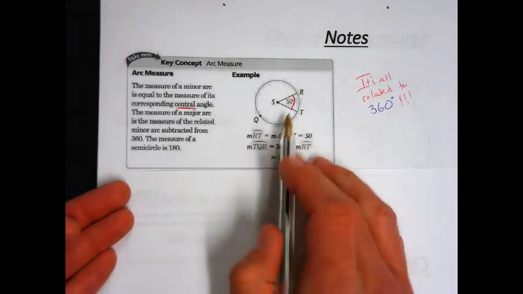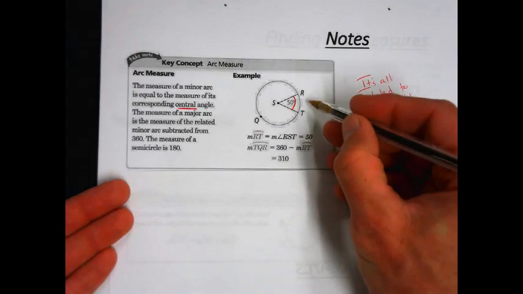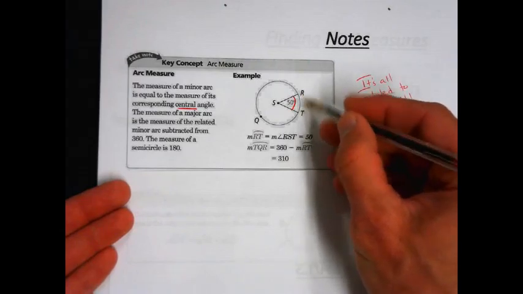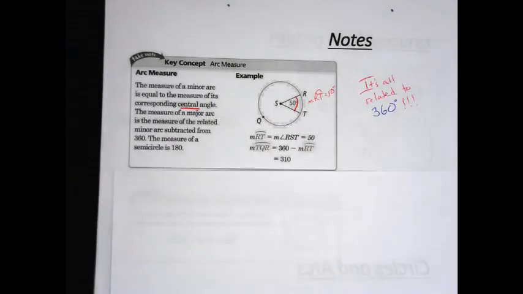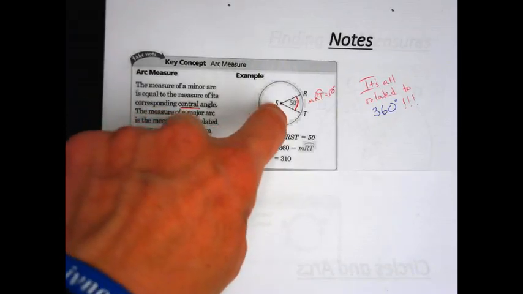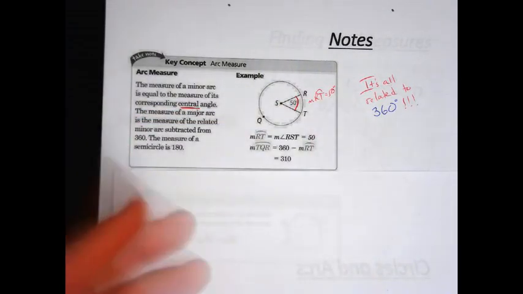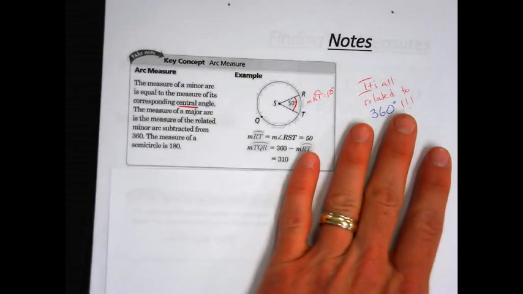If the two radii make a central angle of 50 degrees, then the measure of this arc is 50 degrees. So the measure of arc RT is 50 degrees. Arc measure is really based off of central angle measure. It's not that big of a challenge, but it can be confusing.